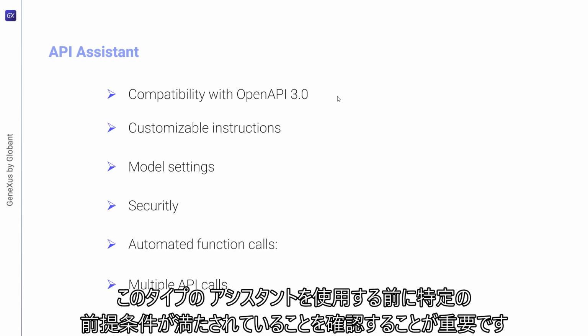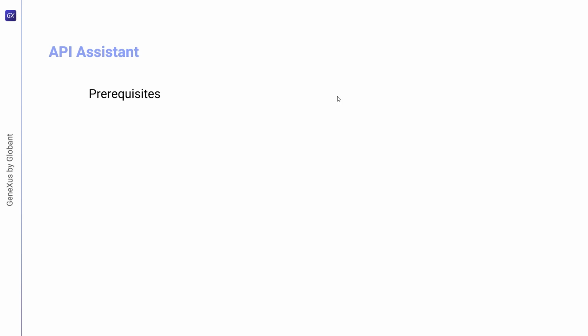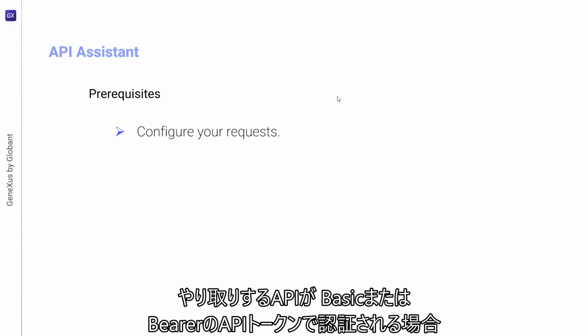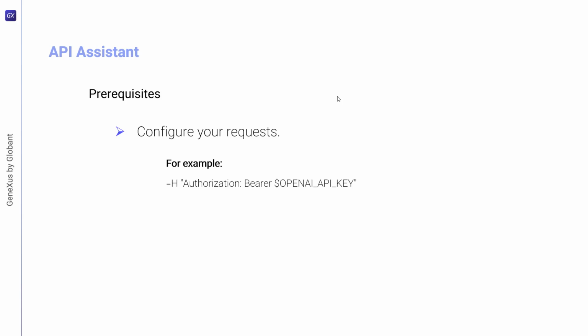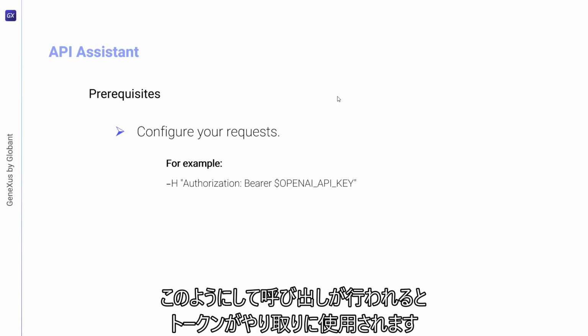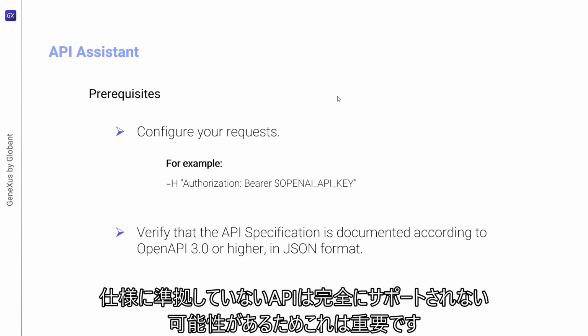All right. Before we start using this type of assistant, it's important to make sure that certain prerequisites are met. If the API you want to interact with is authenticated with an API token, either basic or bearer, you need to configure the request to include this token in the authorization header, specifying the correct type. In this way, when the call is executed, the token will be used for the interaction. You should also verify that the API specification is documented according to OpenAPI 3.0 or higher, in JSON format. This is important because APIs that do not comply with this specification may not be fully supported.